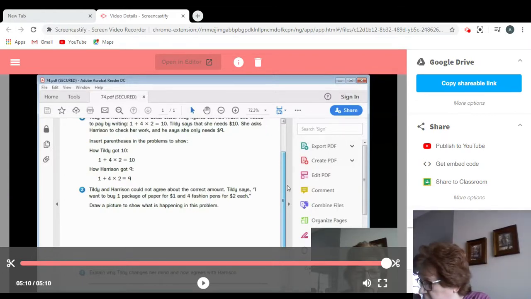So real briefly, exponents are, we've talked about squares, and so it's kind of using that.